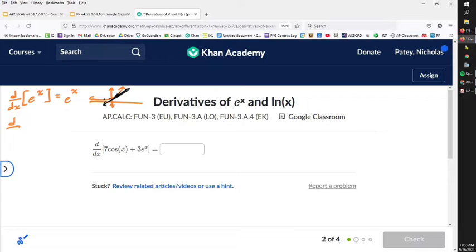And then the one that's not in this problem, but is related to e to the x, is the derivative of natural log of x. The derivative of natural log of x is 1 over x. Okay, so 2 quick little facts that you guys should know. Now, let's do this, okay?